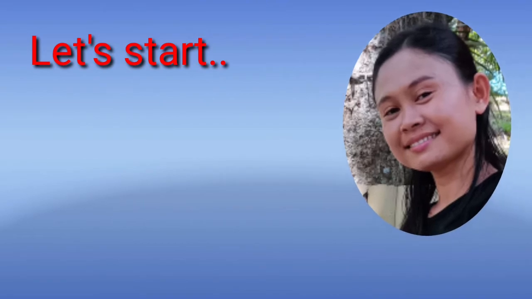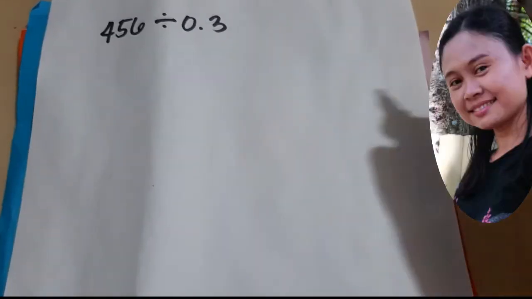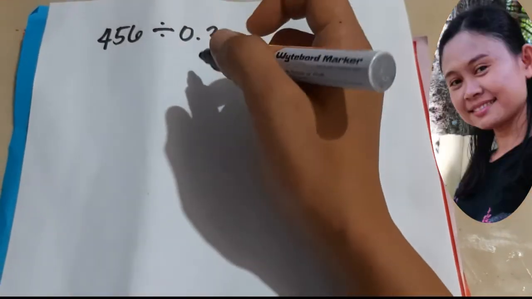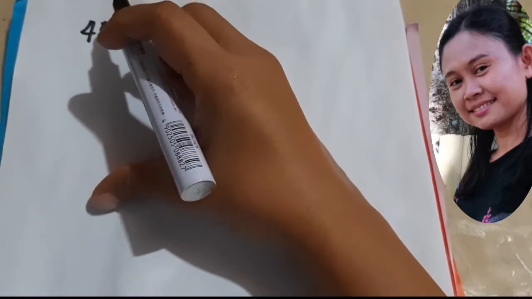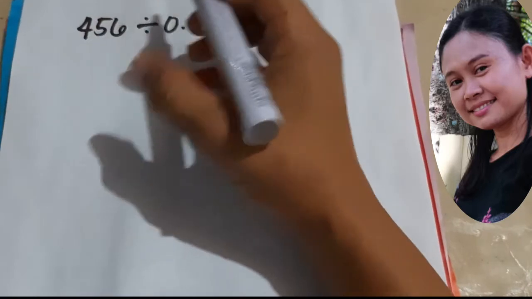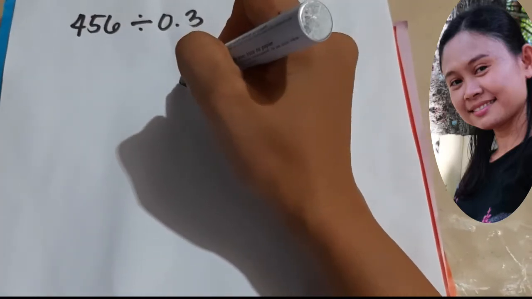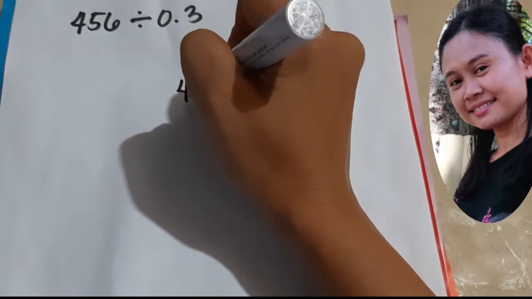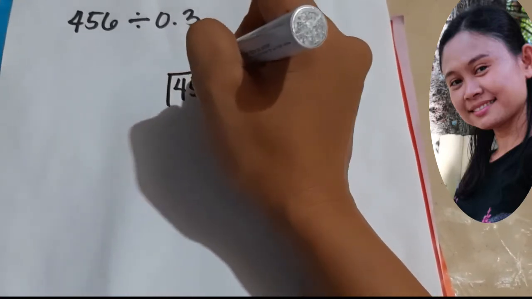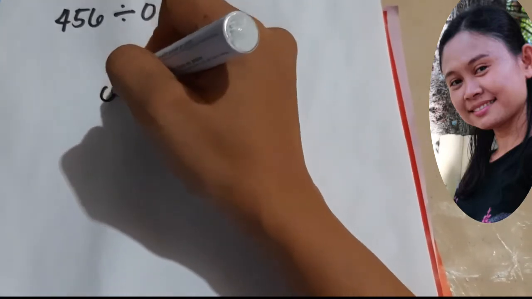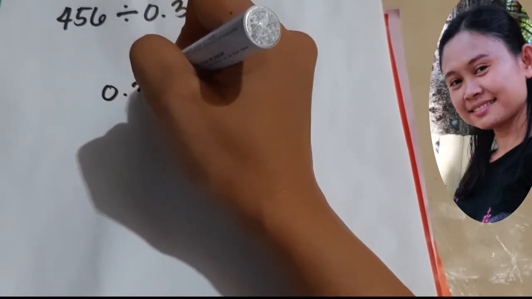Let's start. Now, let's solve this. We have to use the long division symbol. Let's place 456 inside, and then 0.3. Let's place it outside.